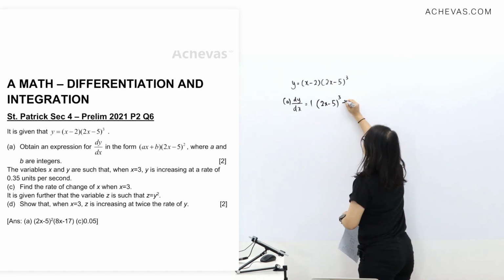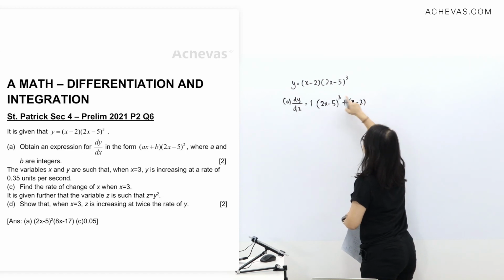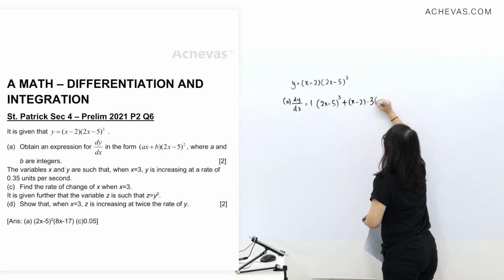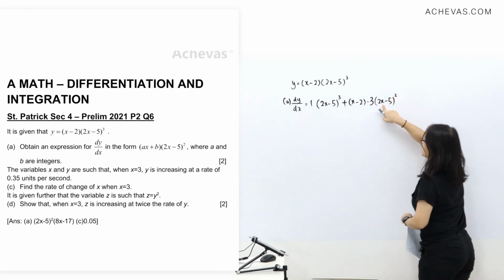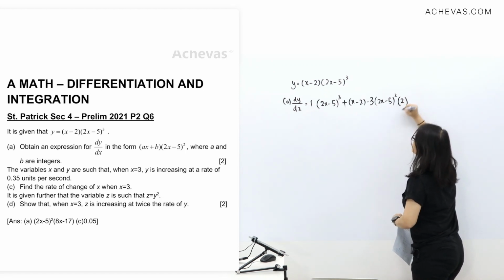Product rule, addition in the center here. Copying the first bracket, x minus 2. Differentiating the second bracket, power bring down, power rule, 2x minus 5, decreasing the power by 1, and multiplying by the differentiation of the inside, we get 2 here.